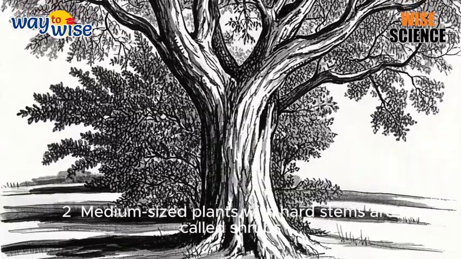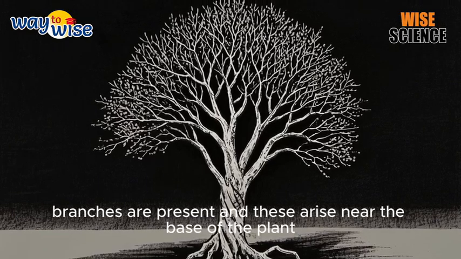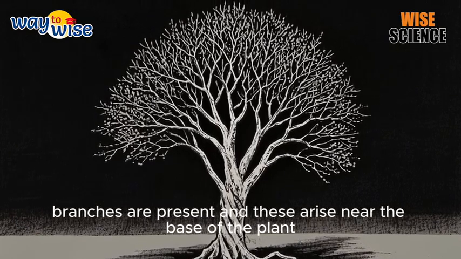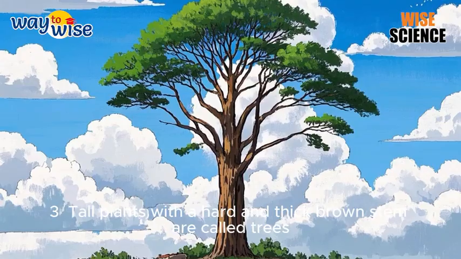Two, medium-sized plants with hard stems are called shrubs. In shrubs, branches are present and these arise near the base of the plant. Examples: rose, China rose, lemon, lantana.